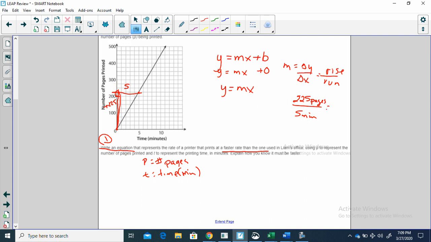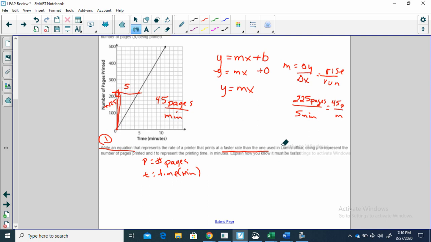Let's find the unit rate on this. Let's divide 225 by 5. Put it in your calculator. And if you do, you're talking about 45 pages per minute. That's the rate that Liam's printer prints at. 45 pages per minute, and this is a unit rate for us. When you're talking about 1 on the bottom, 1 in the denominator, it's a unit rate. This is also our slope, our rate of change.